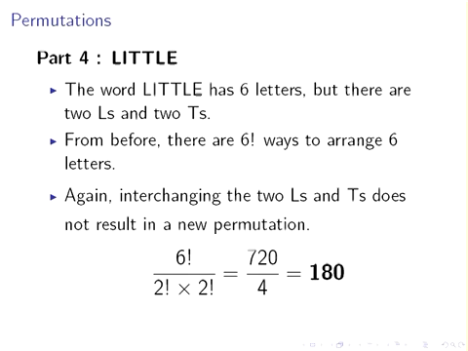Alright, the last one is the word little. There are 6 letters, and there are 2 T's and 2 L's. Now, there are 6 factorial ways to arrange 6 letters, but again, what we do is divide by 2 factorial times 2 factorial. This is to account for the 2 L's, and this is to account for the 2 T's. So it's 720 divided by 4, and the answer there is 180. So that's it. That ends our presentation, and thank you.